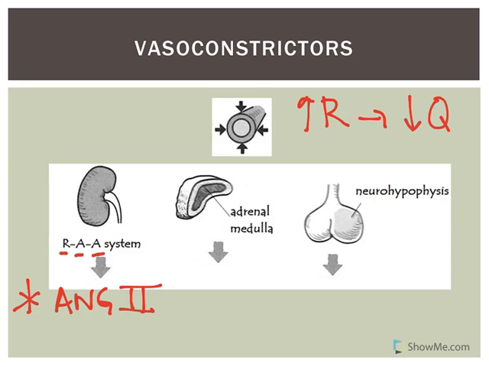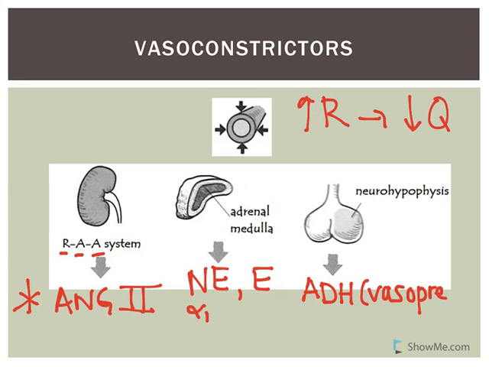Now, the adrenal medulla secretes norepinephrine and epinephrine. Most of it's epinephrine. Both of those are vasoconstrictors. Again, they're going to bind to those alpha-1 adrenergic receptors. The neurohypophysis, that posterior pituitary gland, releases ADH, but remember the other name for ADH is vasopressin because its effects on vascular smooth muscle is a very powerful vasoconstrictor.